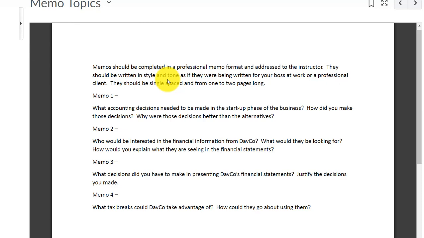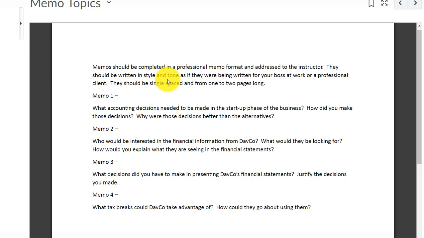So we're going to deal with these having to do with Daveco. So for these memos, if your boss is the president of Daveco or someone that works there, that's who you're talking about, who understands a little bit about the business, but not necessarily accounting per se.